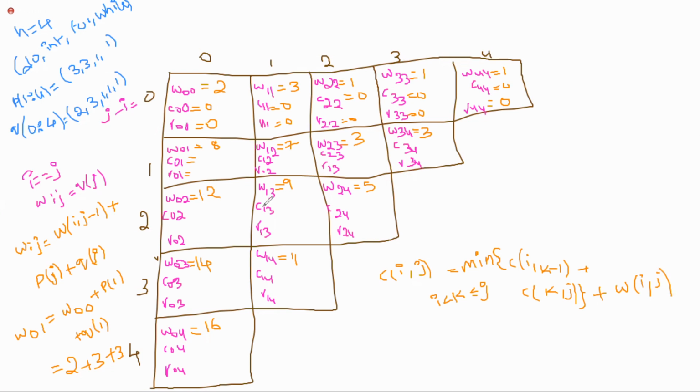First, C01 we will find out. C01 value is equal to what I have written, i less than k less than or equals to j. What is your i value? 0. What is your j value? 1. K is always greater than i. Greater than 0 means 1 we will consider. 1 less than or equals to 1, true. So the k value I consider as 1 only.